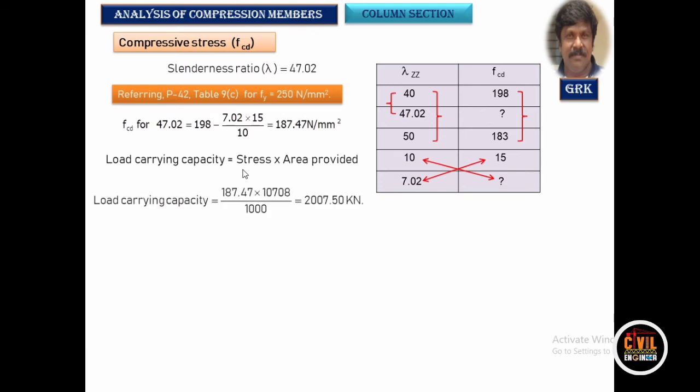The load carrying capacity of the member is 2007 kilonewton. For the safe load, you are going to divide the ultimate load or the factored load by 1.5, and that is equal to 1338.33 kilonewton. Take it as kilonewton here. Note down that.